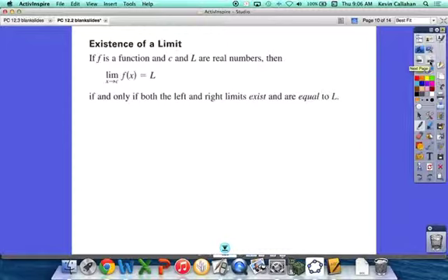Okay. Well, this is just to reemphasize the existence of a limit. f is a function and c and L are real numbers, then the limit as x approaches c of f of x equals L if and only if both the left and right-hand limits exist and are equal. So that would be an example of not being equal. That's exactly what we did in the last class.